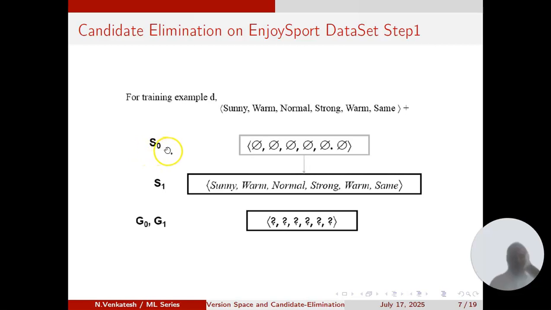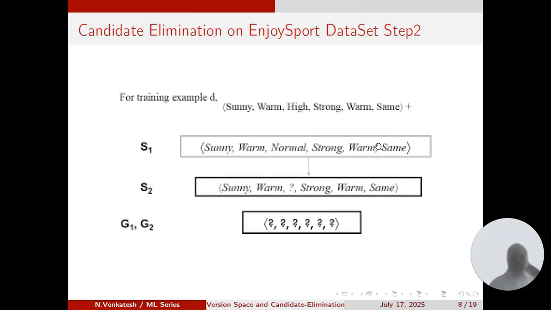What about the specific boundary? The specific boundary is saying that this hypothesis is false, so we have to replace it with a minimal generalization. That means phi has to be replaced with the actual value of the attribute, that is sunny, and similarly air temperature is replaced with warm, and so on. Then we get a specific boundary. Now with this, S is consistent with the first positive example.